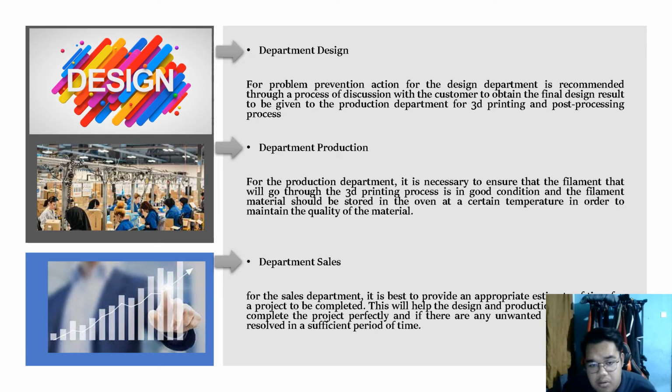The improvement for the production department is to ensure that the filament that goes through the 3D printing process is in good condition. The filament material should be stored in the oven at a certain temperature in order to maintain the quality of the material. And last is the sales department. It is best for the sales department to provide an appropriate estimate of time for a project to be completed. This will help the design and production departments to complete the project perfectly, and any unwanted problems can be resolved in a sufficient period of time.